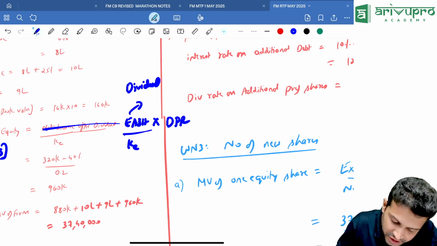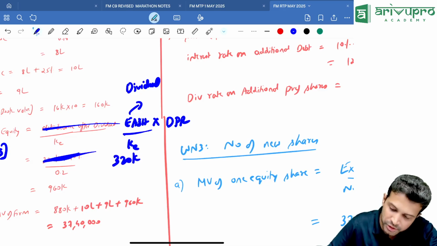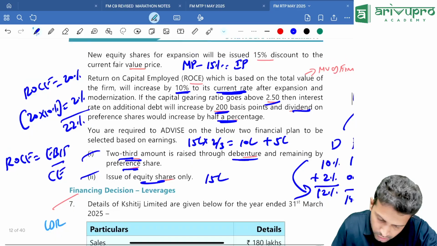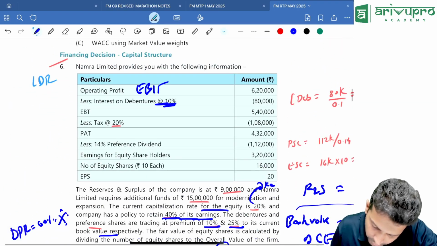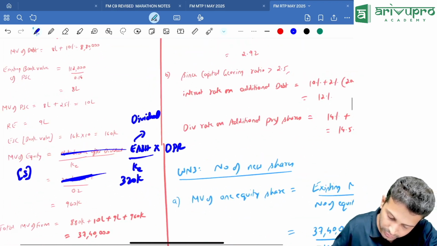How much is EAT in this problem? Do we have to calculate EAT, or did they give it in the question? They gave it in the question. Earnings available to equity shareholders is 3 lakh 20,000. So take that 3 lakh 20,000.